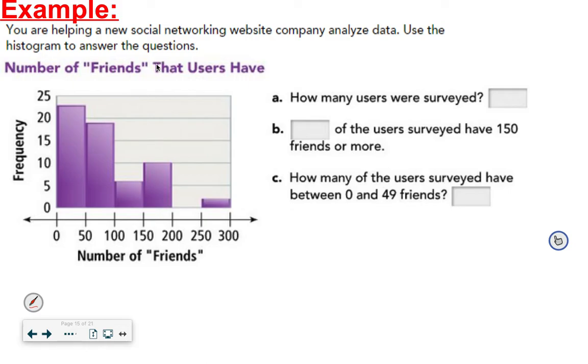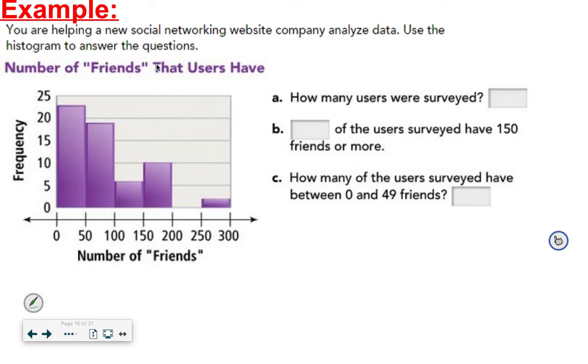In this example, you are helping a new social networking website company analyze the data. Use the histogram to answer the question: number of friends that users have. So this graph is going to tell you how many people have each number of friends.